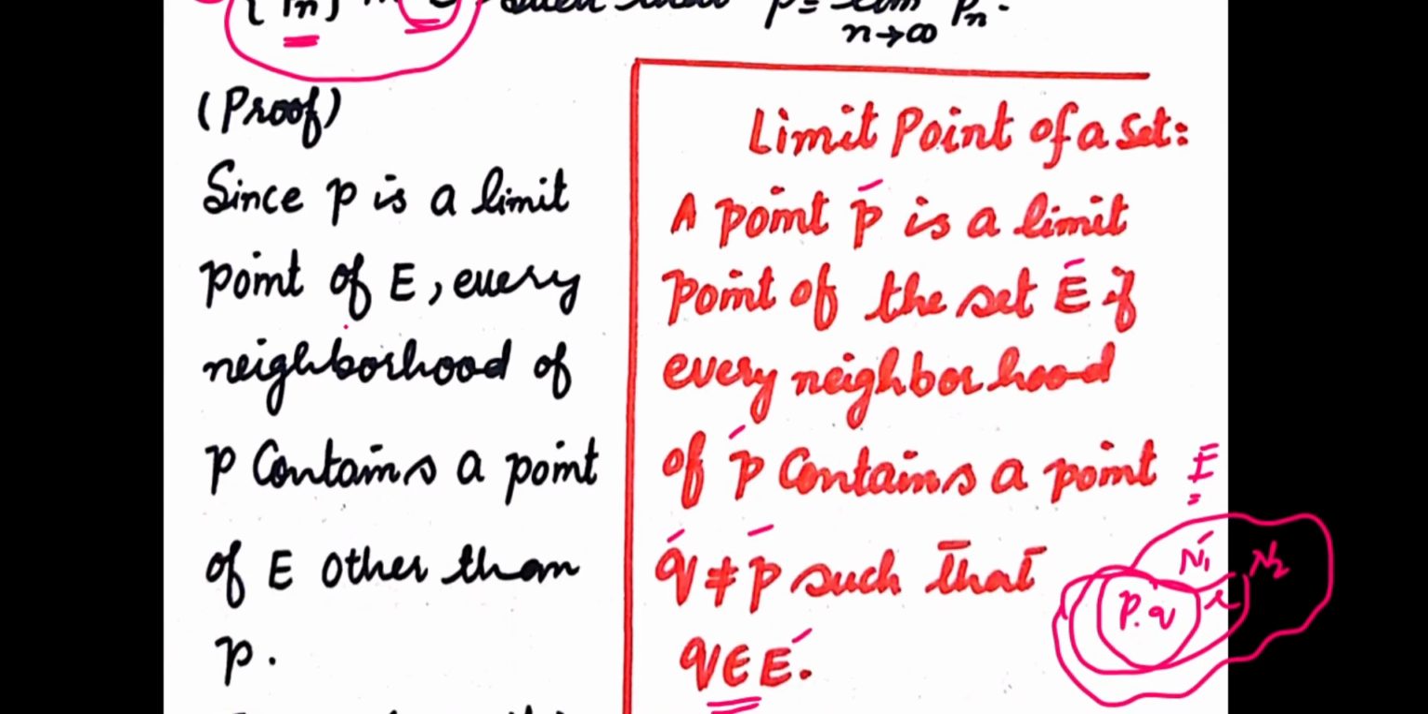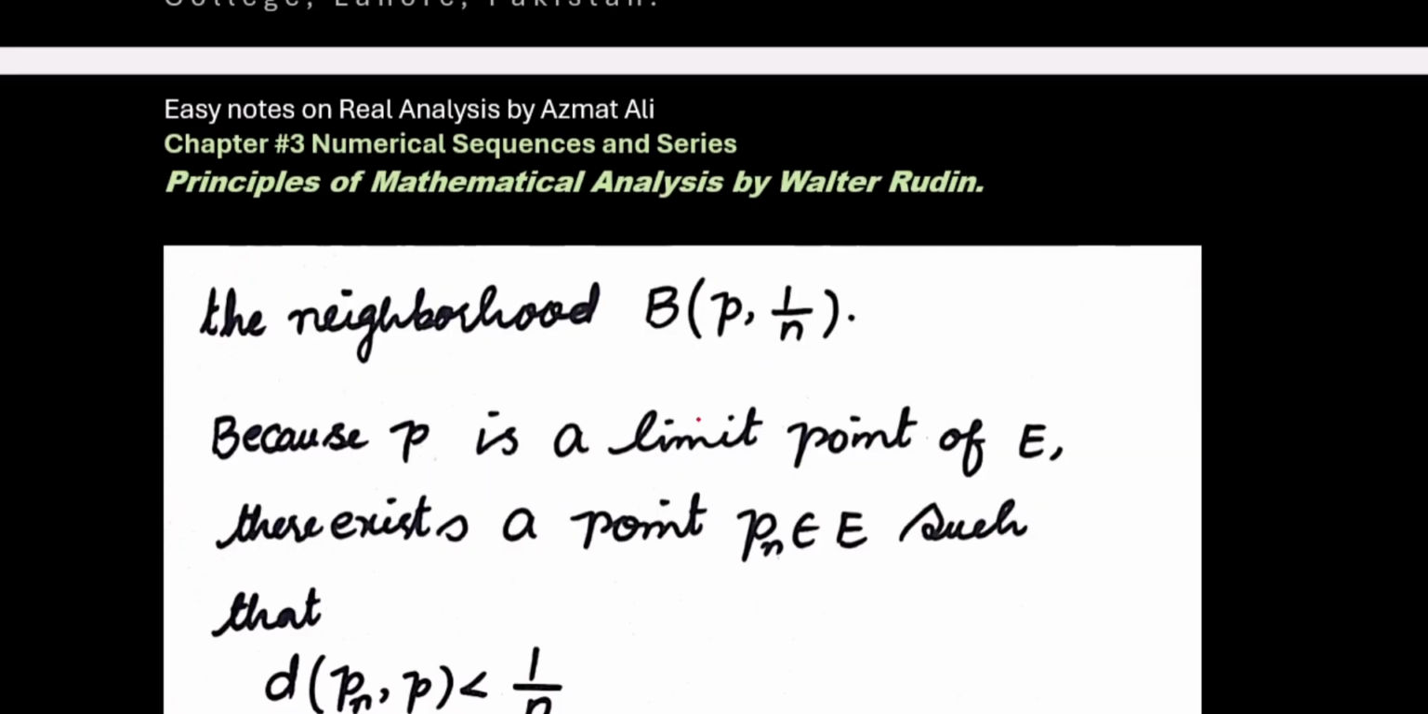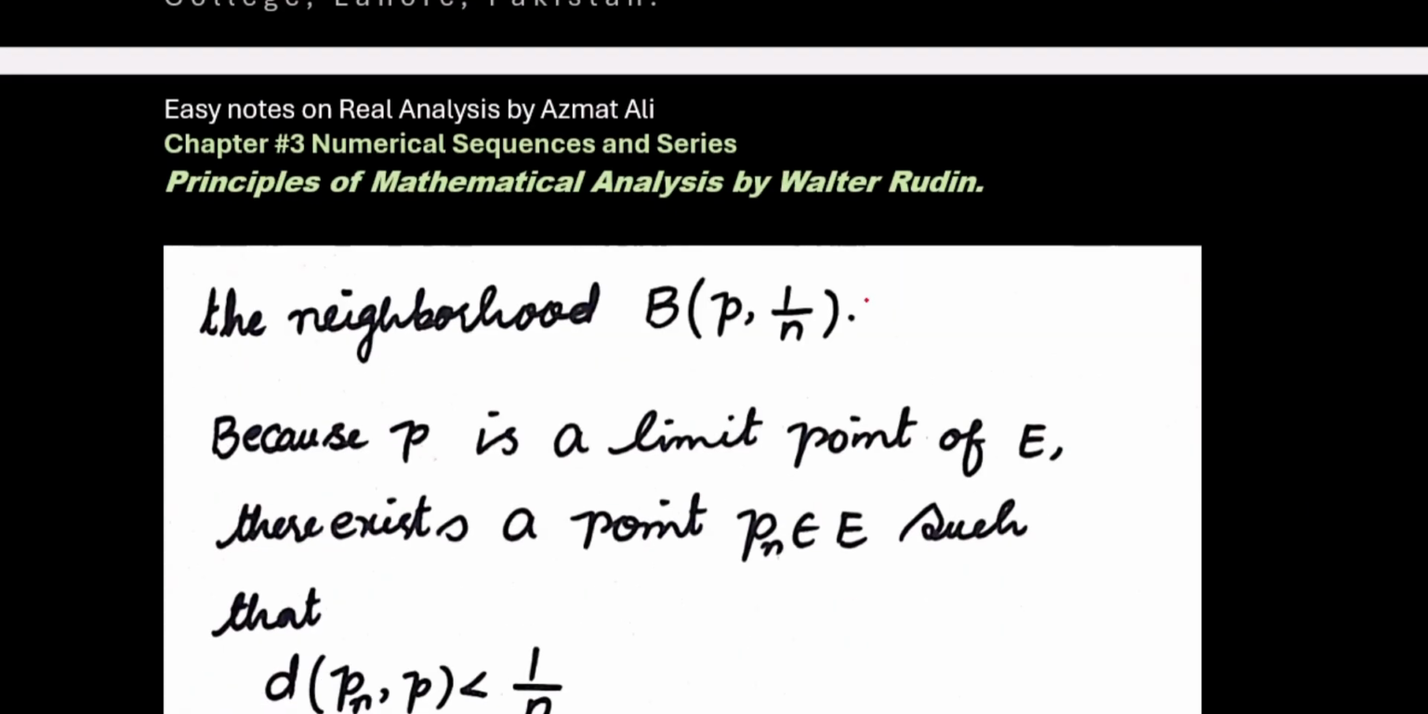Since P is a limit point of E, then by the definition of limit point, every neighborhood of point P contains a point of E other than P. This is the simple definition of neighborhood. Now for each positive integer n, for our convenience I am going to construct an open ball: consider the neighborhood whose center is P and radius is 1 over n.